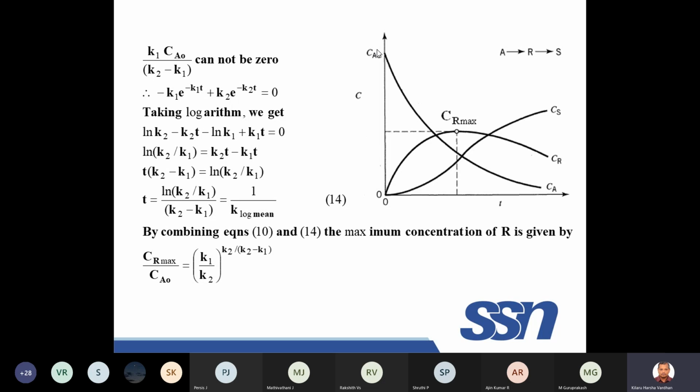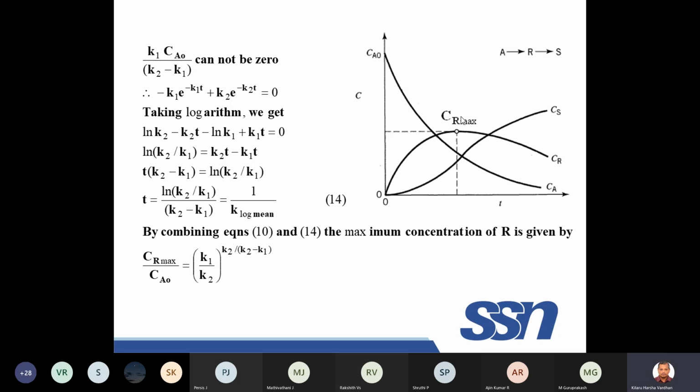So if you see this, A concentration is going down, S concentration will go up, but R concentration reaches a maximum and then falls. So we need to find out what this maximum concentration will be. Generally, S concentration should be minimized, right? So you want your CR to be at its maximum, so that you get more product than the byproduct. So how to calculate this maximum?